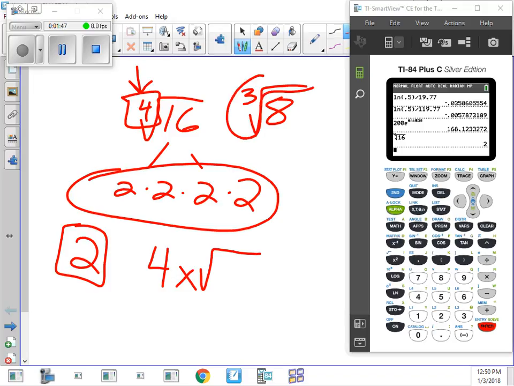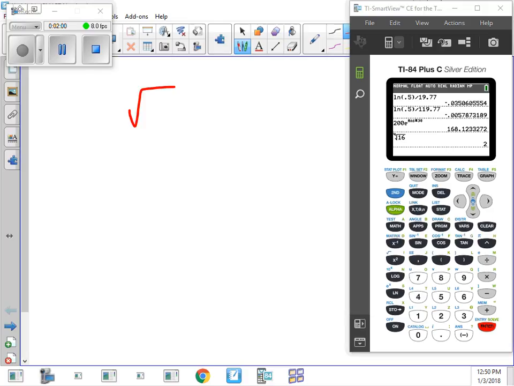there's another way to write third root. Do you know what it is? As an exponent, it's 1/3. So the third root of 8 is equivalent to 8 to the 1/3. Okay? But what if I had 8 to the 2/3?